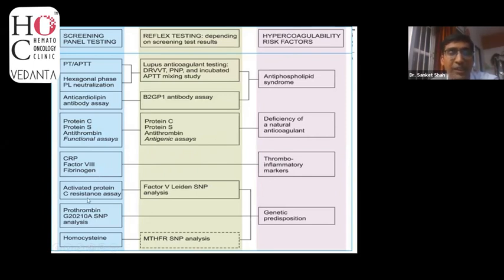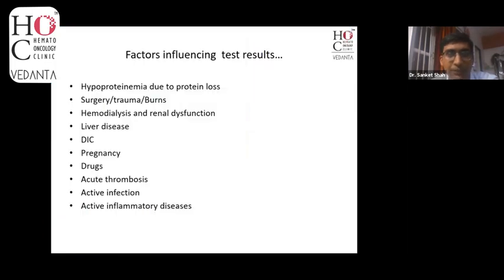Now, the activated protein C resistance assay should be the basic screening test. And then if positive, we may go for this. The role of homocysteine and MTHFR is controversial, so we can avoid that.